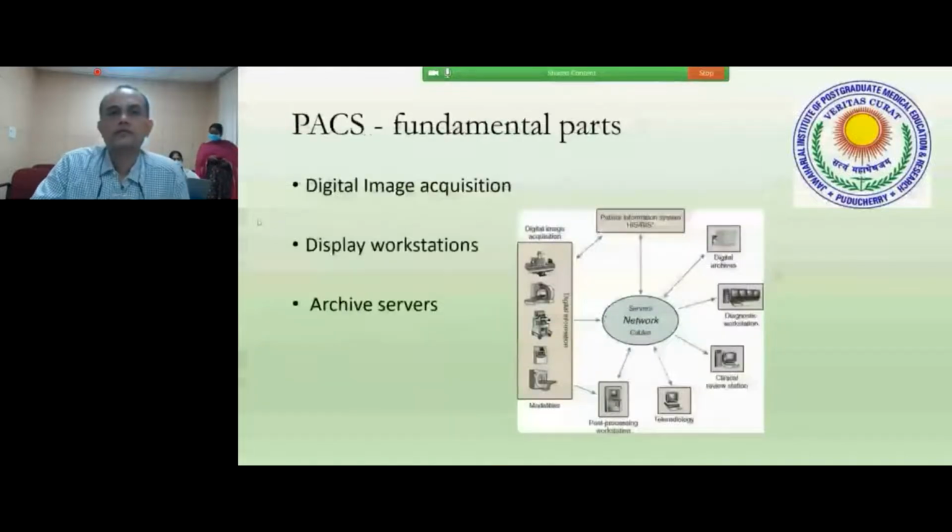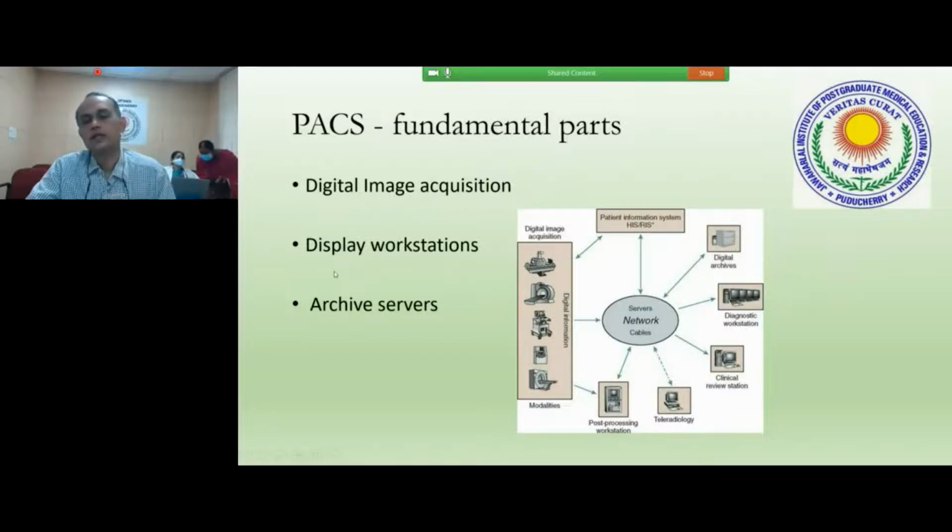So now that we have learned the fundamentals of the PACS, the three fundamental parts of the PACS are: one is that there should be digital acquisition. All the modalities have to be digitized. Second, you need specialized workstations to view the PACS, diagnostic workstations or the clinical review station, and the storage is in the archive server. So these are the three important parts of the PACS. We'll see a little detail about these parts and also learn about how we established these in JIPMER.